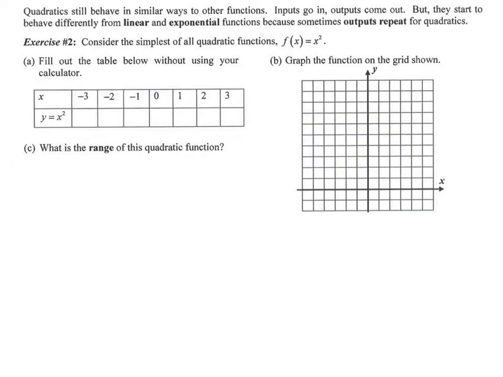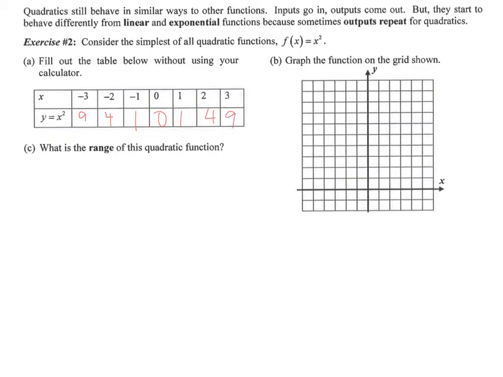So they still behave in similar ways to other functions. So if you put an input in, you will always have an output. But they start to behave differently from linear and exponential functions because sometimes the outputs will repeat, but it will still be a function. It will still pass the vertical line test. So we're going to square negative 3 and get positive 9. We're going to square negative 2 and get positive 4. Square negative 1 and you get 1. 0 to any power is 0. 1 squared is 1, 2 squared is 4, 3 squared is 9.